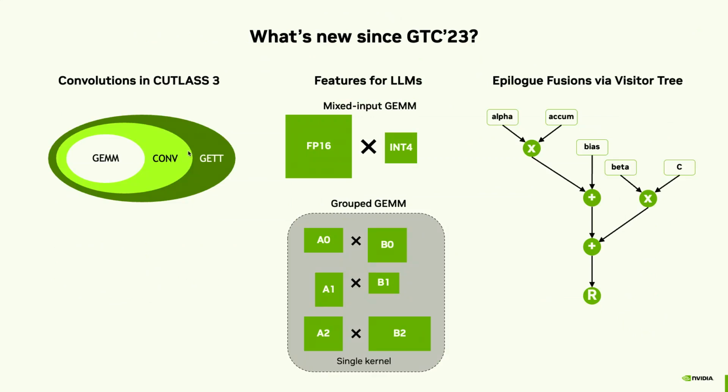This year, we have 3 main topics to cover. First is convolution support in the CUTLASS 3 API. Second is dedicated optimization and features we've implemented for large language model optimizations. And lastly, the third thing is flexible fusion support via epilogue visitor trees.